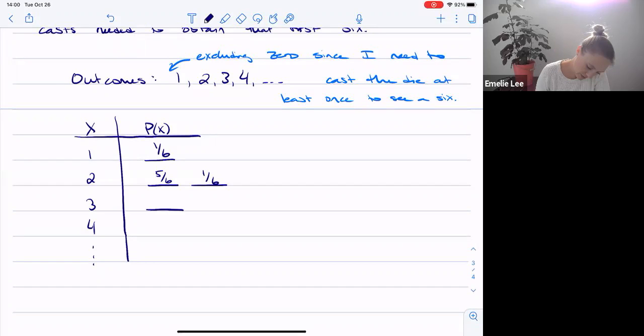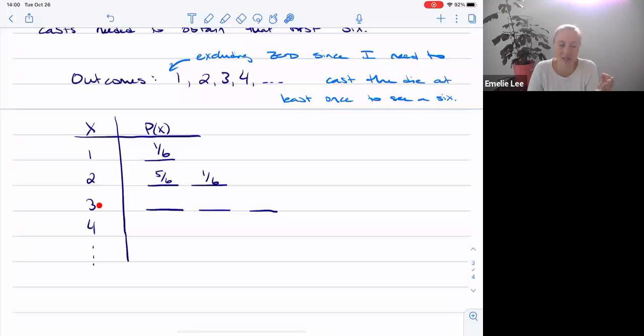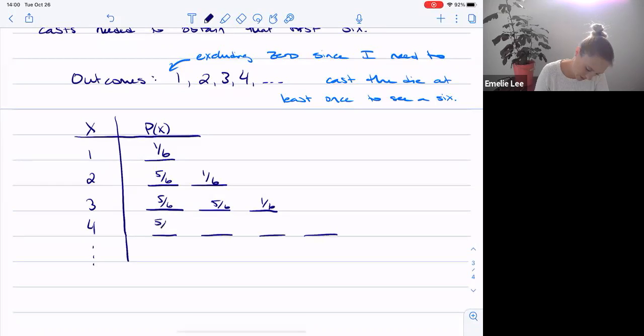So then here, 2, 3, same idea. As long as the last one is a 6, that's the probability of seeing a 6 on the third cast, on the third throw. So 5 in 6, 5 in 6, 1 in 6. Then the last one that we'll do, 1, 2, 3, 4. Same deal: 5 in 6, 5 in 6, 5 in 6, 1 in 6. And so on.